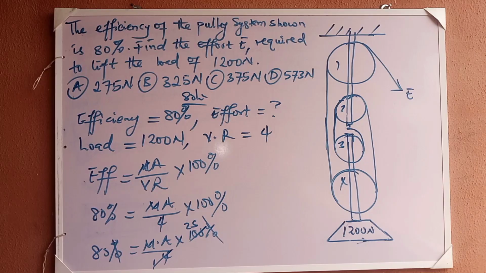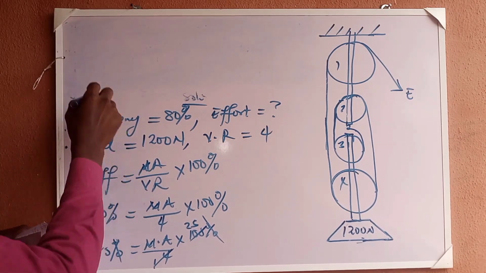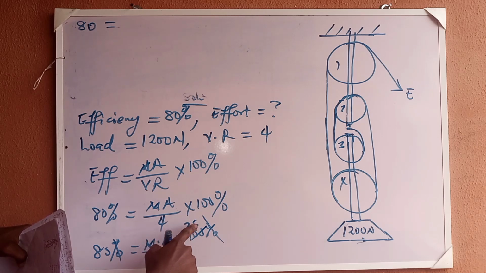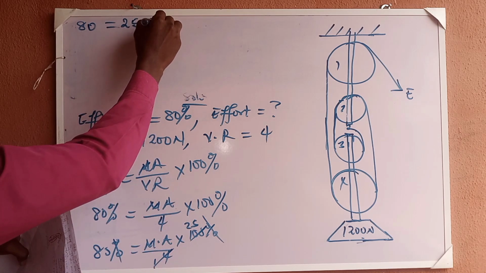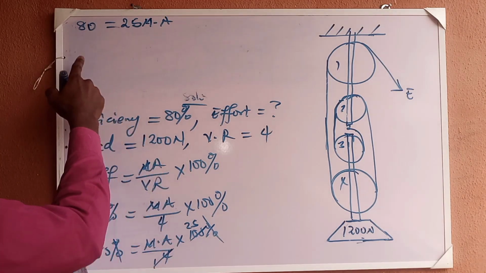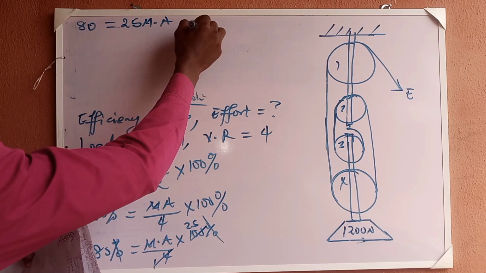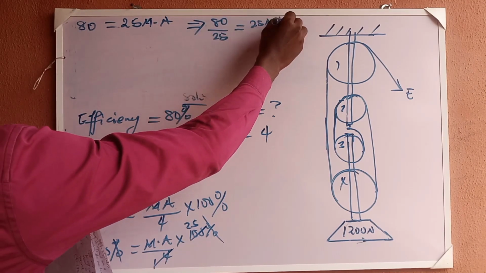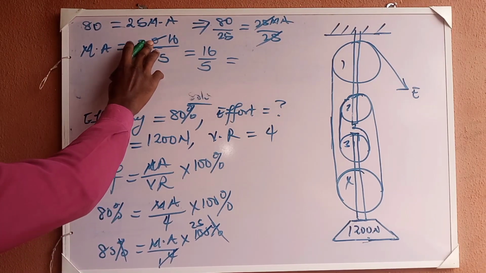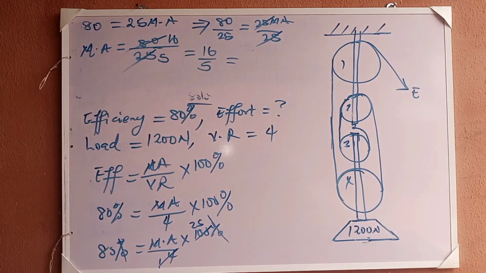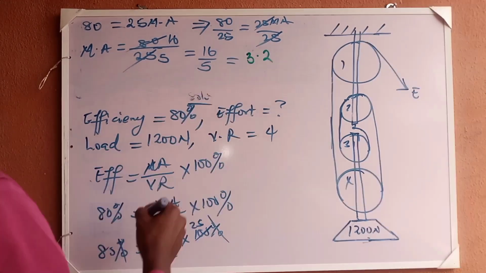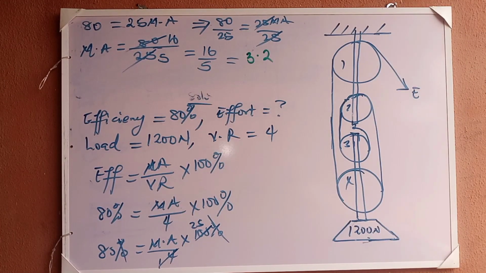We're going to clean the board to continue. So we'll continue from here now. So we have 80 equals MA times what we have here now, which is 25. MA times 25 will give us 25 MA. Of course, here is just over 1. So 80 equals 25 MA. That implies that if we divide both sides by 25, we have 25 MA over 25. 5 in 25 is 5. 5 in 80 is 16. That gives us 16 over 5. And when we do 16 over 5, that is 3.2. So that implies that the mechanical advantage of this machine is 3.2.